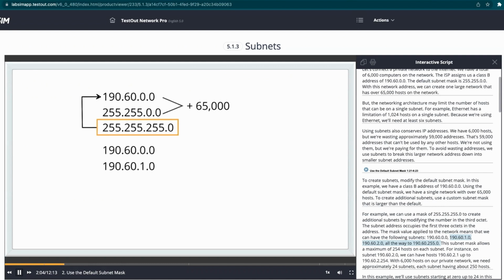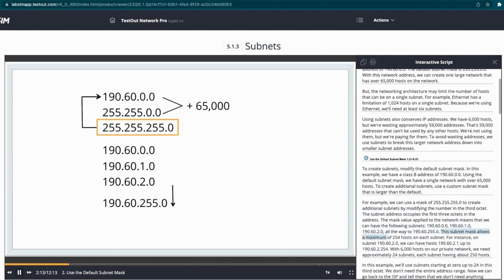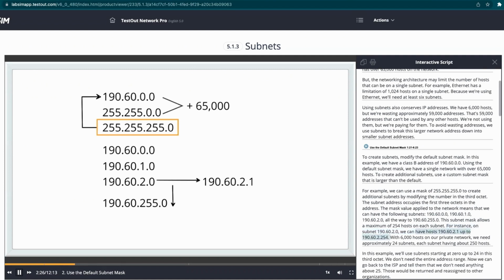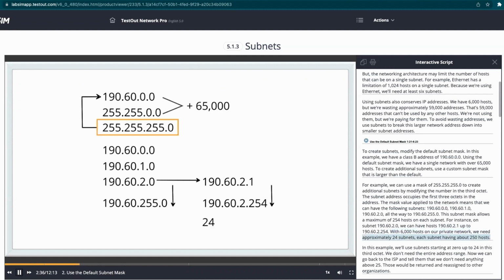190.60.0.0, 190.60.1.0, 190.60.2.0, all the way to 190.60.255.0. This subnet mask allows a maximum of 254 hosts on each subnet. For instance, on subnet 190.60.2.0, we can have hosts 190.60.2.1 up to 190.60.2.254. With 6,000 hosts on our private network, we need approximately 24 subnets, each subnet having about 250 hosts.